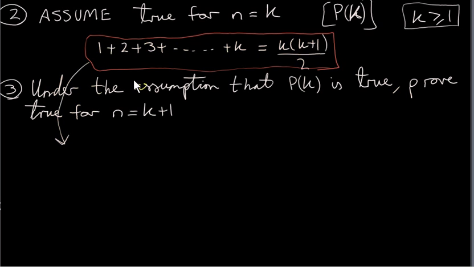So what we do is we add k plus 1 onto this. Okay, I'll just highlight that part. And if we add k plus 1 onto the left hand side, we must add it onto the right hand side.